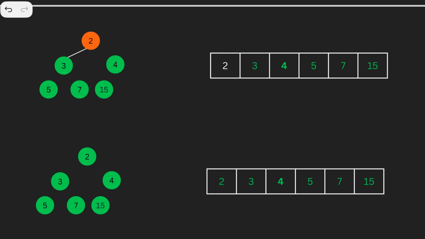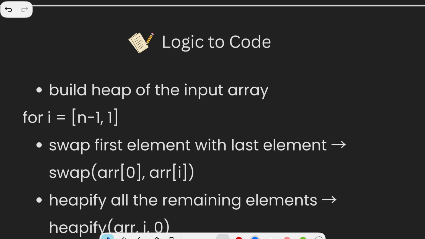Here we use the heapify operation heavily. We will have a total of n elements and we are performing the heapify operation n times, for all the elements. So the total time complexity is going to be n log n. Let's try to convert our logic into code.